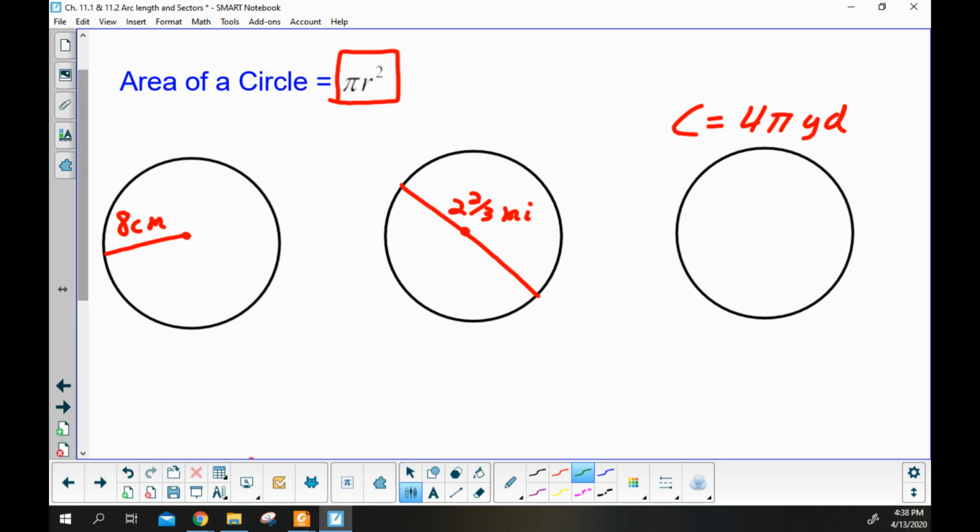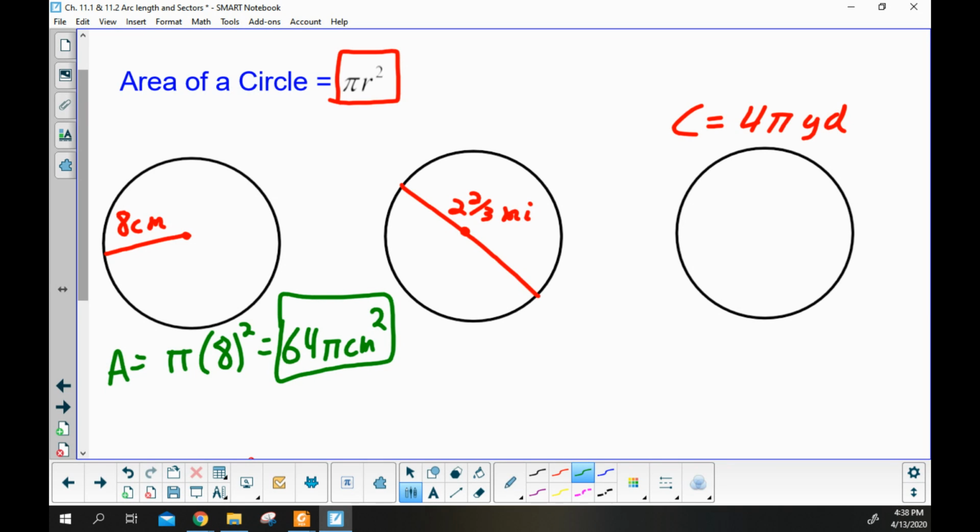All right, so a couple examples here. First one, we have a radius of 8 centimeters, and we want to find the area. So my area in this case is pi times 8 squared. In this case, 8 squared is 64. So we end up with 64 pi, and then we're dealing with centimeters squared. So when we write the units, guys, remember to write the unit squared. Since we're talking about an area, it has to be squared, versus a length, like circumference, which is just straight up.